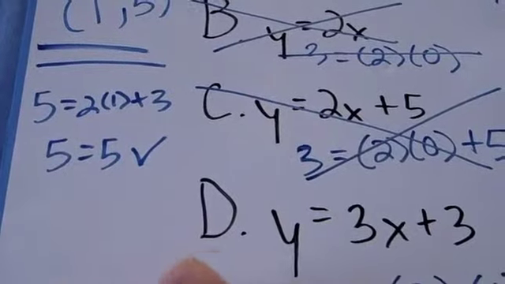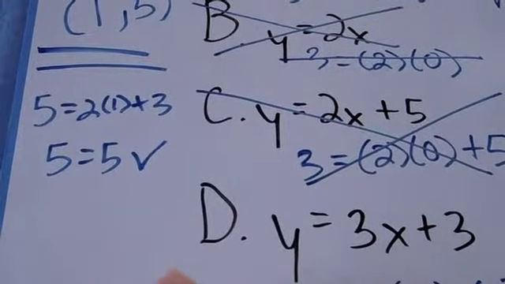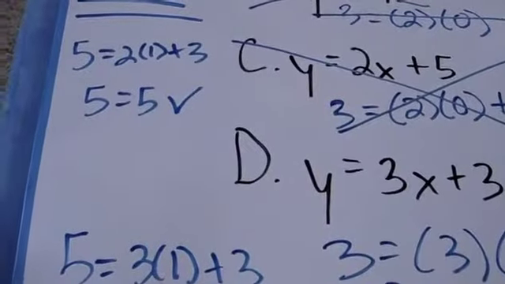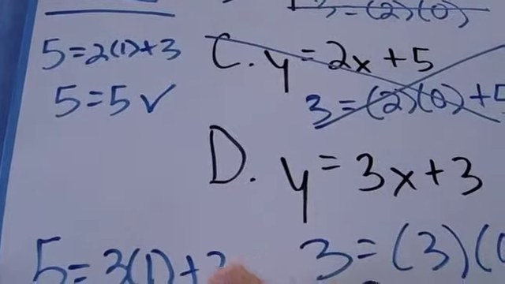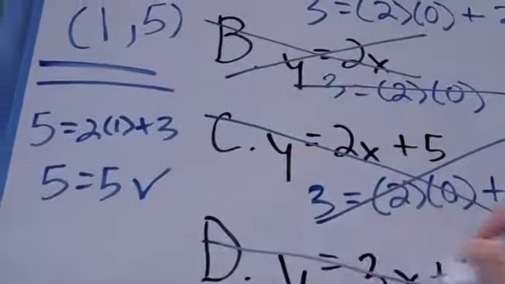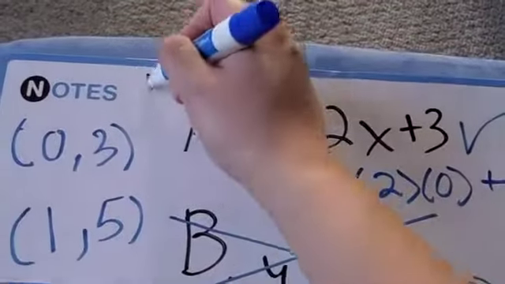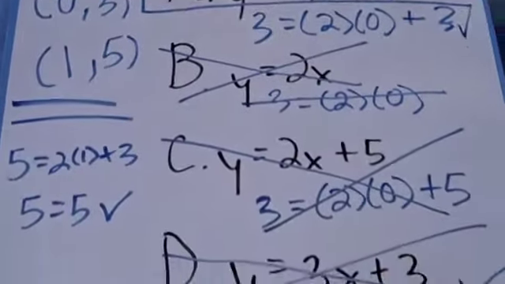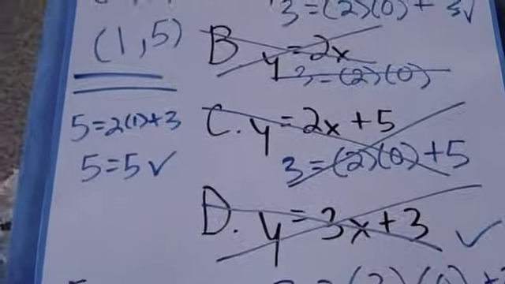Now let's try answer choice D. 5 is equal to 3 times 1 plus 3? No. 5 does not equal 6. Therefore answer choice D is incorrect. Even though one point was satisfied in D, the equation must satisfy all points on the line. Therefore A is your correct answer choice.